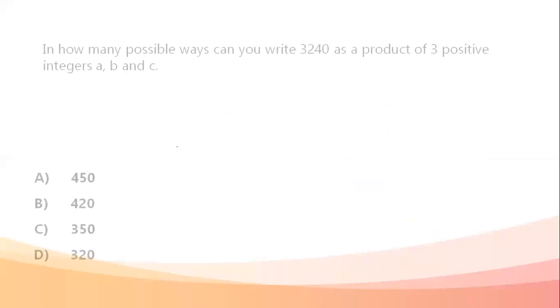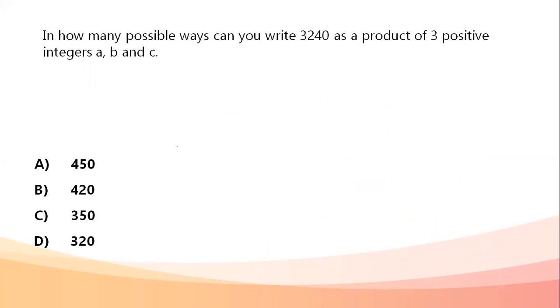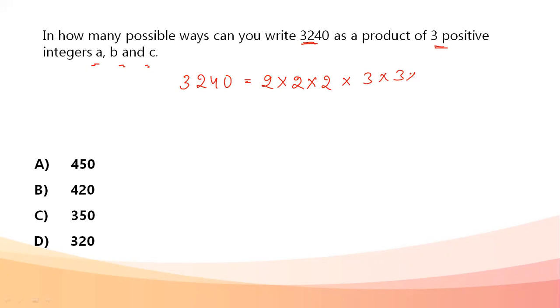Okay, next question. In how many possible ways can we write 3240 as a product of three positive integers A, B, and C? Okay. First thing, prime factorization of 3240. So when we do the prime factorization of 3240, it is 2 into 2 into 2 into 3 into 3 into 3 into 3 into 5. That is 2 raised to power 3 into 3 raised to power 4 into 5 raised to power 1. Prime factorization of 3240 is done.